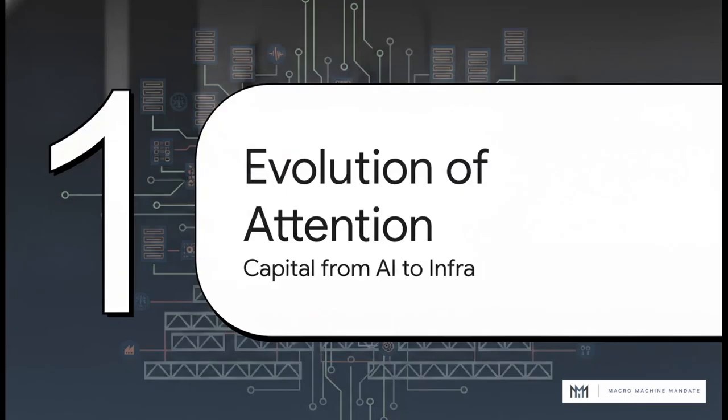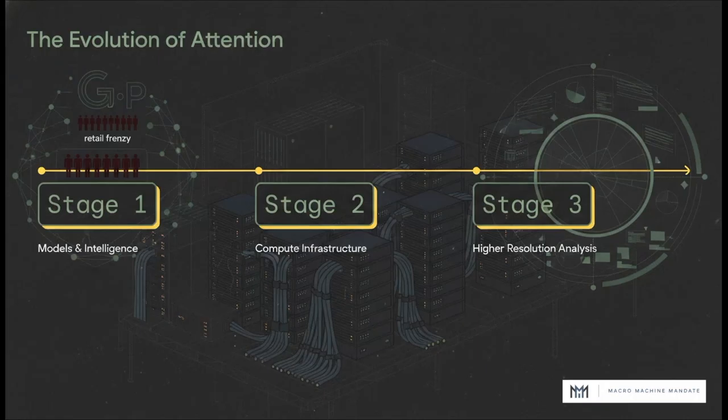Which brings us to Section 1, the evolution of attention, where we're tracking the migration of capital from intelligence down to infrastructure. It's honestly fascinating to look back and track how investor focus has migrated. Think back to Phase 1, which was completely dominated by models and intelligence at Layer 3. You remember the launch of ChatGPT, right? It hit 100 million users in 2 months and just sparked this absolute retail frenzy. The whole public conversation was entirely fixated on the intelligence itself.